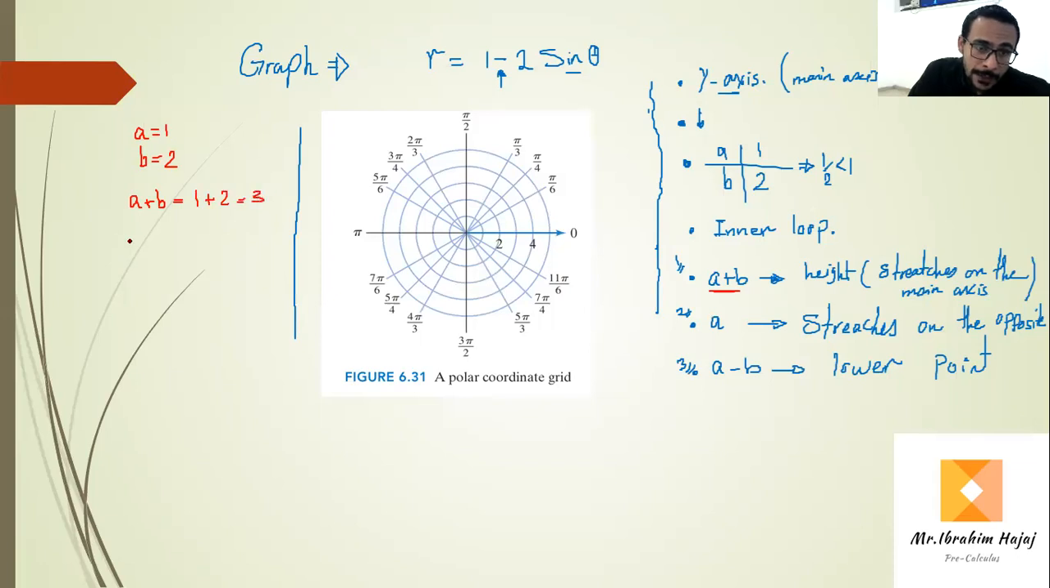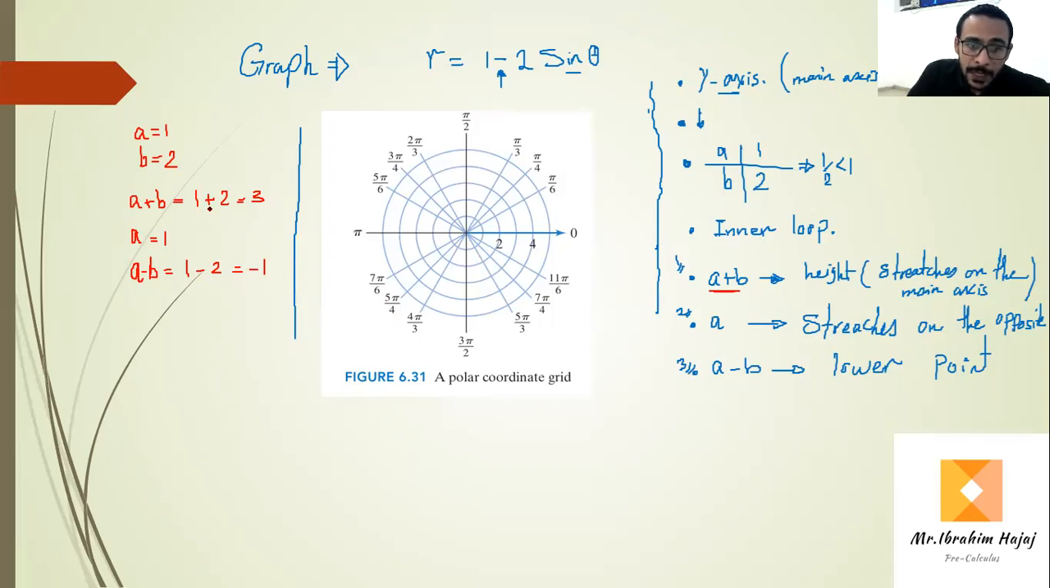A equals 1 up here. This is the second step. The third step, A minus B. A minus B equals 1 minus 2 equals negative 1. So let's graph it.